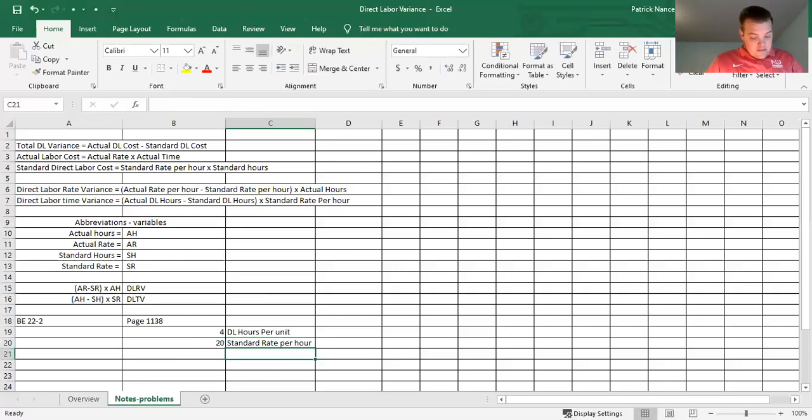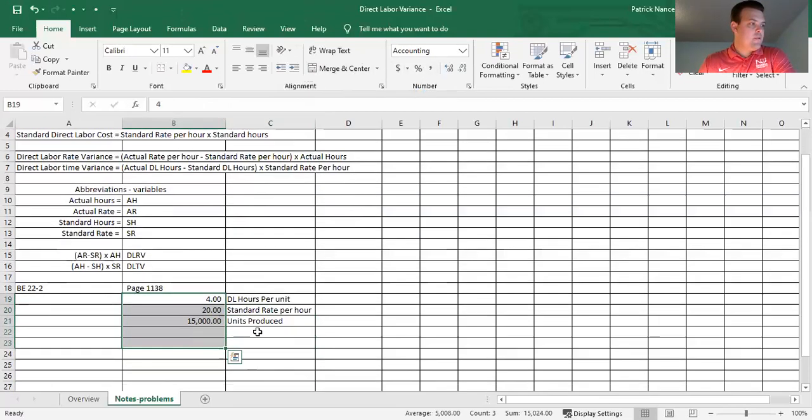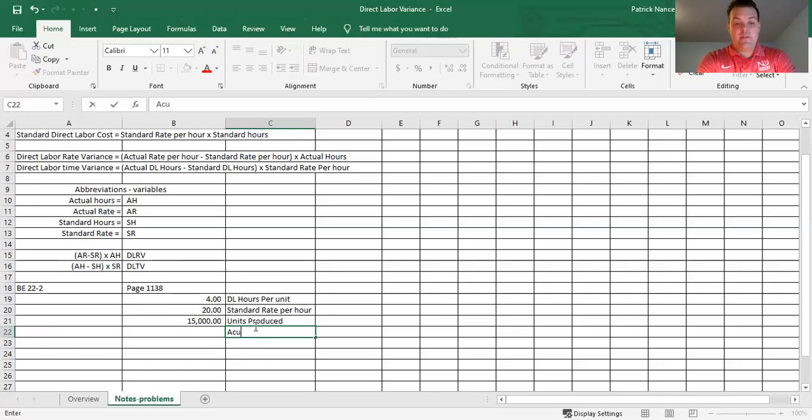Okay, then it goes on to say, if 15,000 units, so this would be units produced, 15,000 units manufactured, however you want to say that, and 61,800 hours, that would be the actual hours, at an hourly rate of $19.85 per hour, so actual rate 19.85.